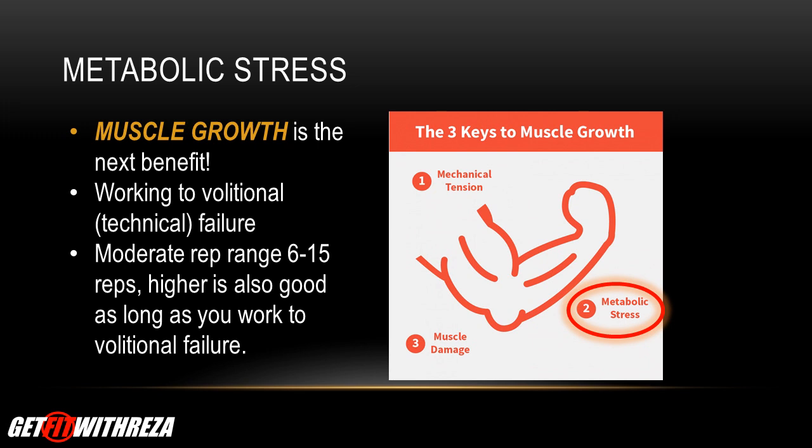All right, metabolic stress is key and helpful for us for muscle growth. It's basically that pump that we feel on our body when we do slightly moderate rep ranges within 6 to 15, working towards volitional or technical failure. Okay, the higher rep range above 15 is also good as long as you work towards that volitional failure. So metabolic stress is about working through the reps, feeling the pump, and accumulating all those additional byproducts inside our muscle, which we'll talk about later. One of them is actually lactate, which helps with our energy production and also muscle growth.